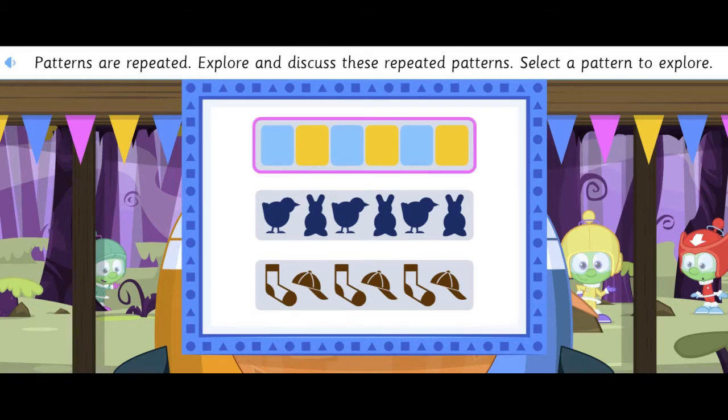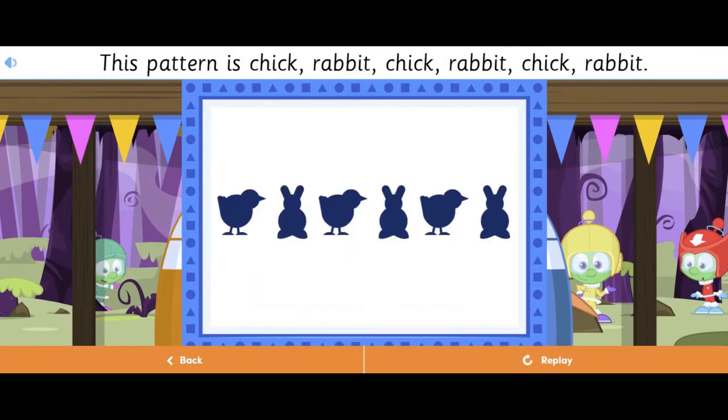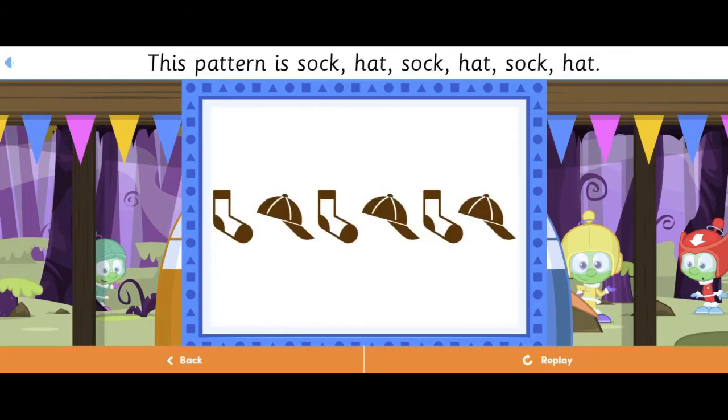Explore and discuss these repeated patterns. Select a pattern to explore. This pattern is blue, yellow, blue, yellow, blue, yellow. This pattern is chick, rabbit, chick, rabbit, chick, rabbit. This pattern is sock, hat, sock, hat, sock, hat.